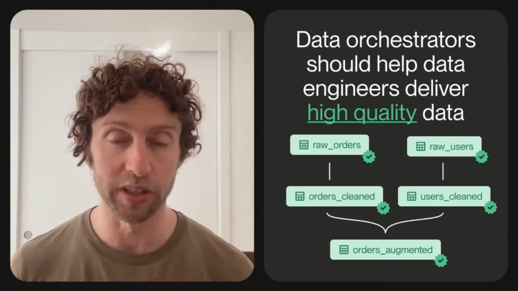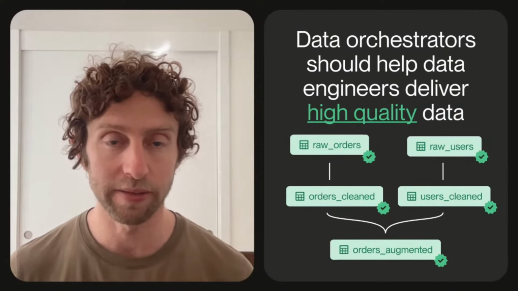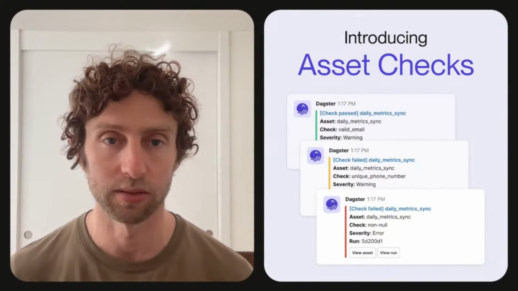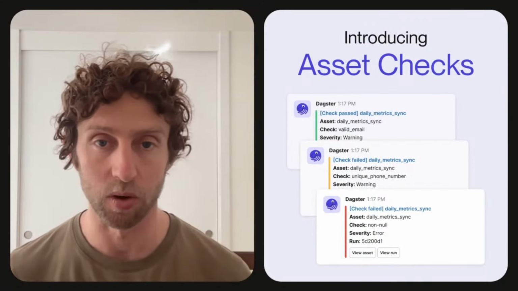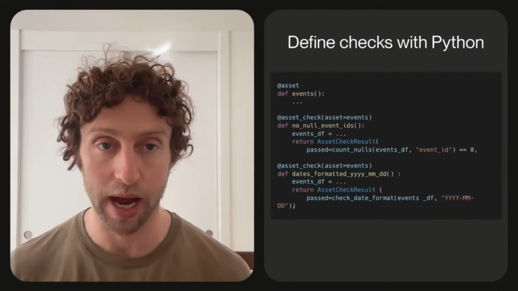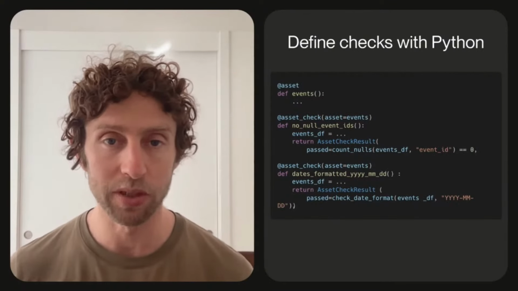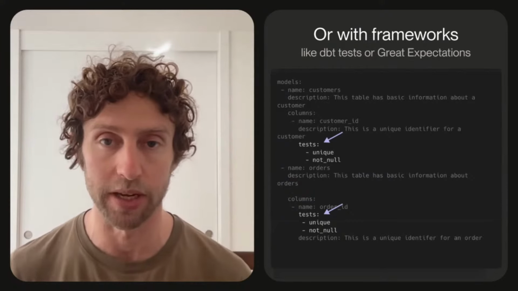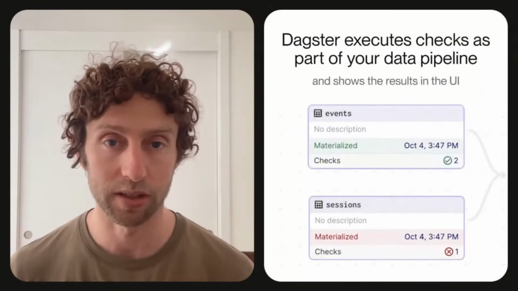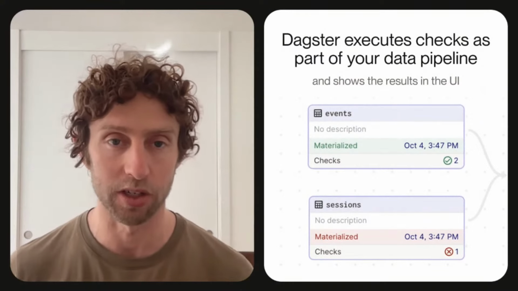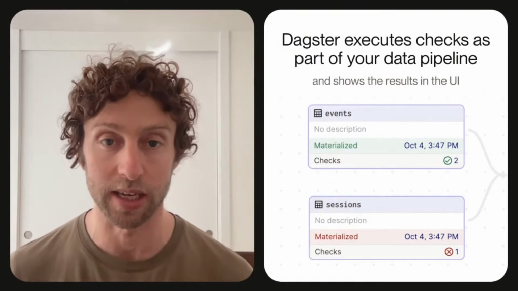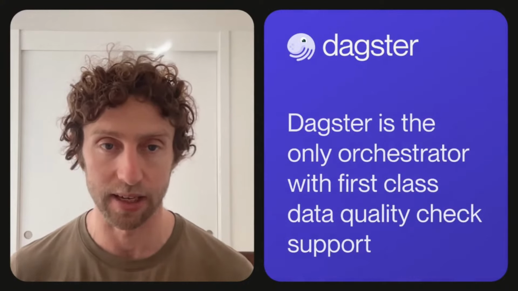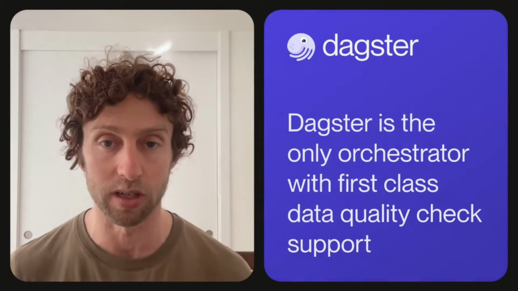This is why we developed a new feature as part of our latest release that allows defining data quality checks on Dagster assets. Dagster leaves it up to the user to decide how they want to express their business logic for data quality checks. You can code them from scratch in Python if that's your thing, or you can write them using frameworks like dbt tests or Great Expectations. However you write your checks, Dagster takes responsibility for executing those checks as part of your data pipeline, and it makes the results accessible when you're monitoring the success of your data pipeline. This feature, which is tightly integrated with Dagster's software-defined assets, makes Dagster the only orchestrator with first-class support for data quality checks.